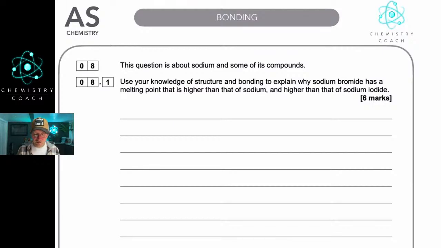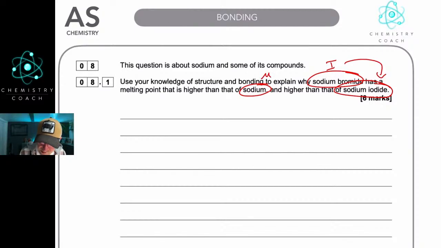So this one here: use your knowledge of structure and bonding to explain why sodium bromide, NaBr, has a melting point that's higher than sodium and higher than that of sodium iodide. Okay, so here you're comparing sodium bromide with sodium. That's half the marks. And then comparing sodium bromide with sodium iodide. That's what I was talking about with you comparing two ionic substances. So this is ionic versus metallic, and then you're comparing ionic versus ionic. So again, you play a game of spot the difference. But as I say, half the marks are: what's the bonding in sodium bromide, what's the bonding in sodium, what's the bonding in sodium iodide? And then you can start comparing. And that's how you get the marks, folks.